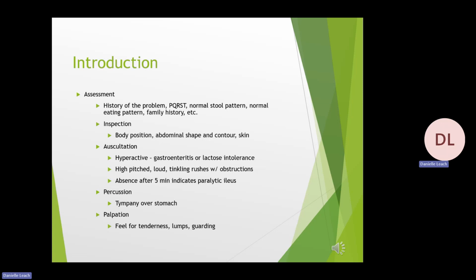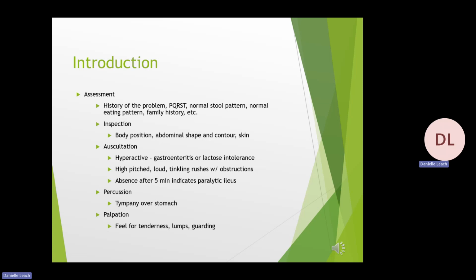When we are inspecting the child's abdomen, or in this case, really their entire body, what is their body position? Do they appear relaxed and comfortable, or are they laying down sort of in the fetal position, like with their legs drawn up towards their chest? Do they appear like they're in pain? Are they holding their belly?